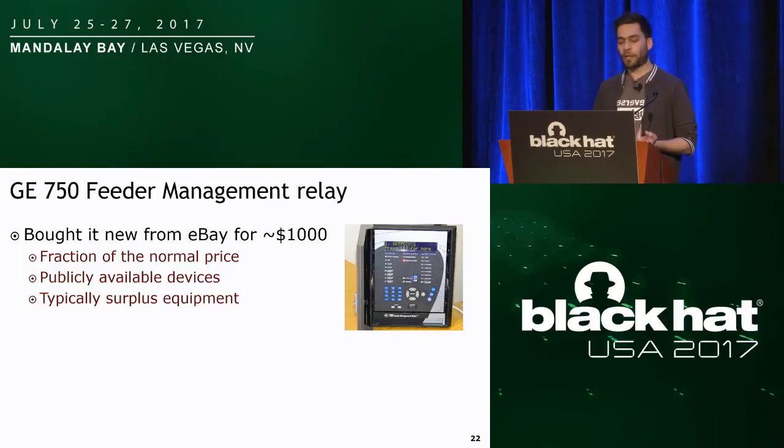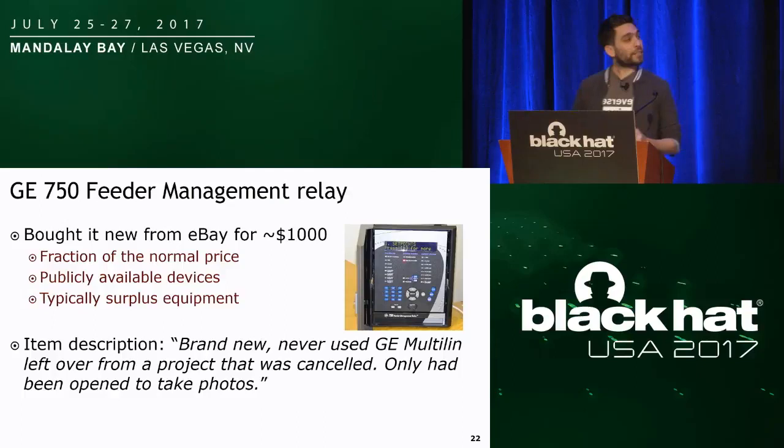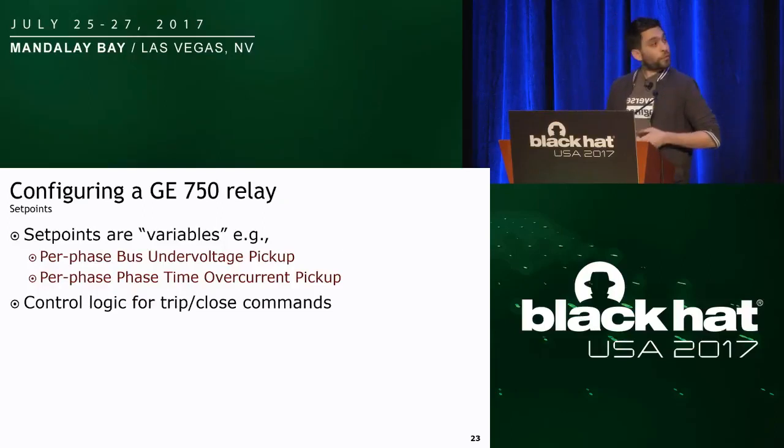We went out to eBay and bought a relay, specifically the G750 feeder management relay, for about $1,000. I also have listed here the reason the seller had in the listing. It's a brand new device, never used. It was left over from a project that was canceled, and that's great for us. We got it for cheap, and it works. It's interesting at this point to see that besides all the information that's available online that enables you to model a power system, you can also procure devices that perform critical operations relatively easily and relatively cheaply. After procuring the relay, we set out to see how it works.